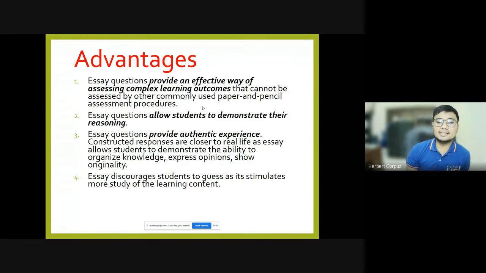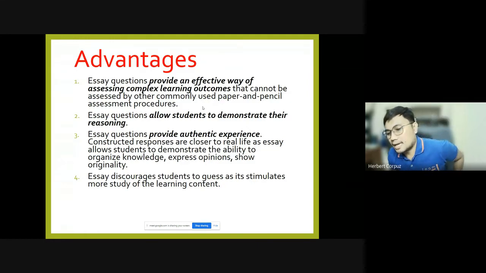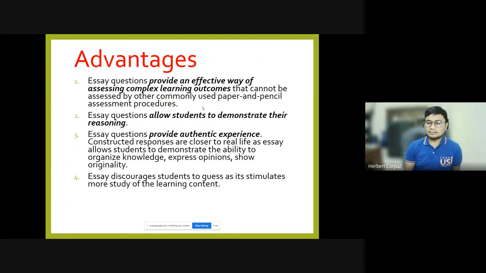Number 4, essay discourages students to guess as it stimulates more study of the learning content. Okay, hindi sila manghuhula lamang. Kung makikita mo kung nanghuhula ang estudyante kapag sumusulat ng sanaysay. Okay, because they are discouraged to do guessing game because they have to expound their answer to a certain question.